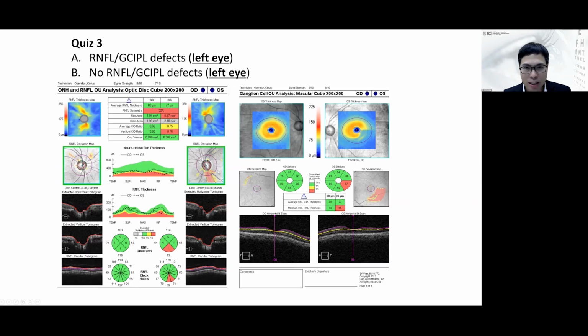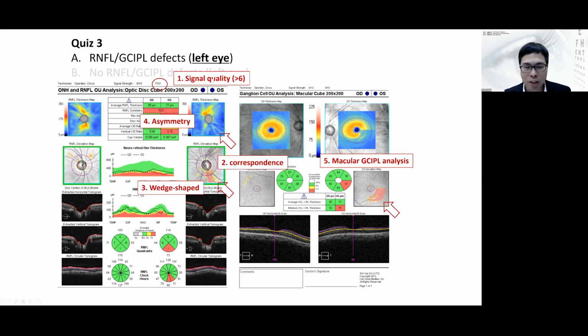We can go through this again. We have relatively good signal strength, 7. And then we do see correspondence between the thickness map and the deviation map. You see loss of red in the thickness map and then the appearance of red in the deviation map. So there is a good correspondence. And then the shape of the defects is almost wedge-shaped, meaning that the area of abnormality is bigger as it gets away from the optic disc margin.